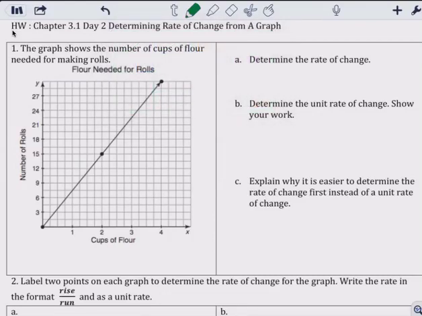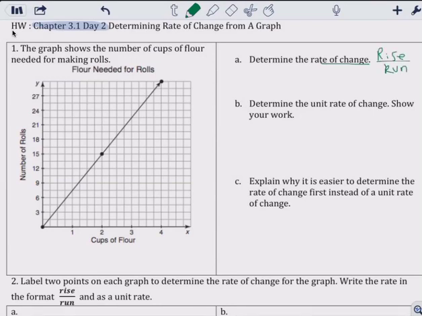Here's tonight's homework on chapter 3.1. It's day 2. The review part is important because it's for the test. Now, determine the rate. The rate is just rise over run.